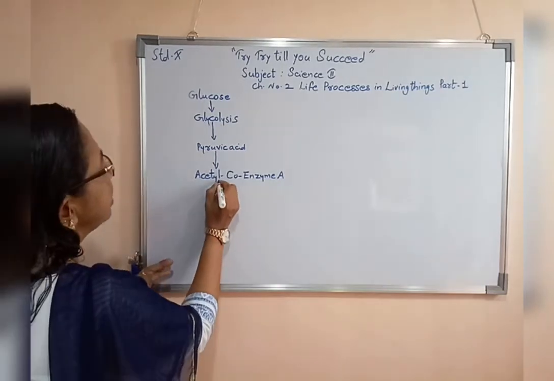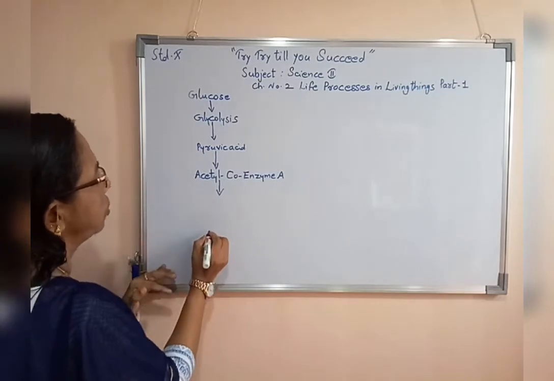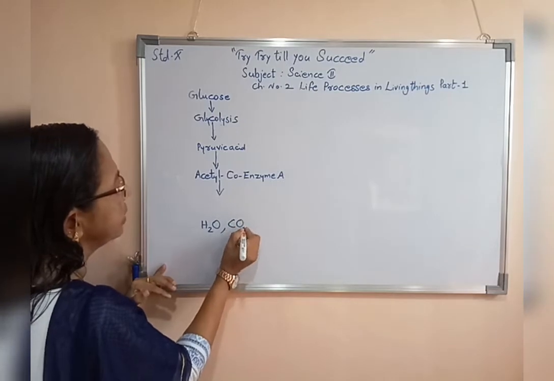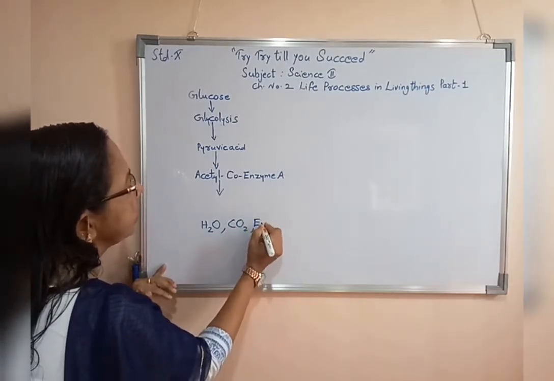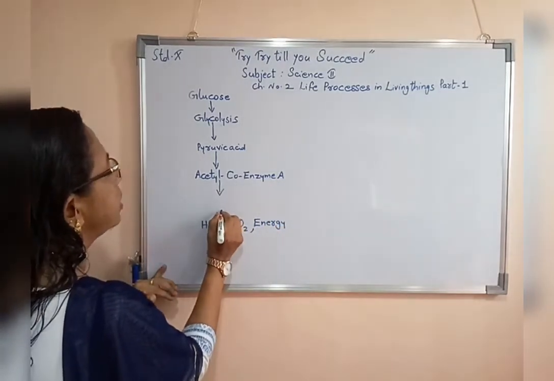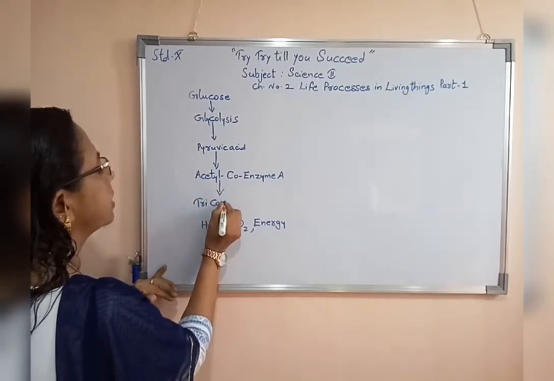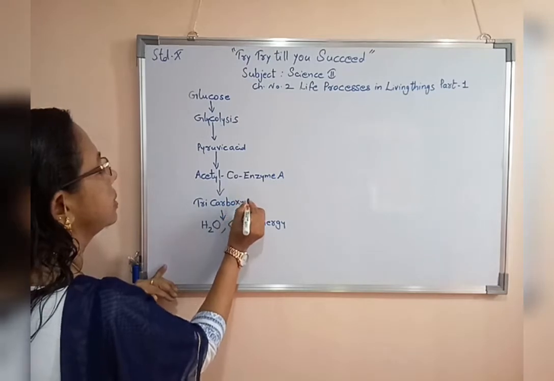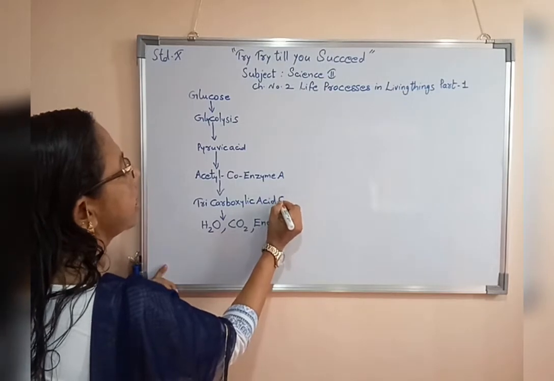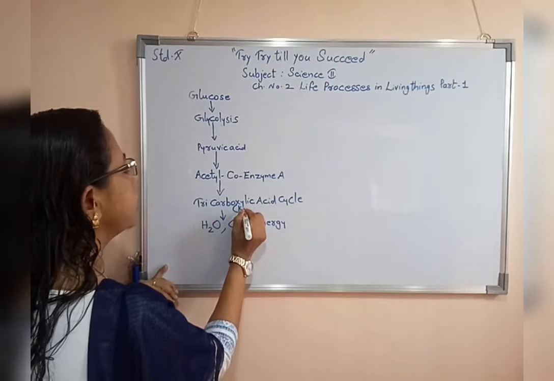Then the acetyl from acetyl coenzyme A is transformed to water, carbon dioxide and energy by another process. That process is known as the tricarboxylic acid cycle, or we can call it the Krebs cycle.